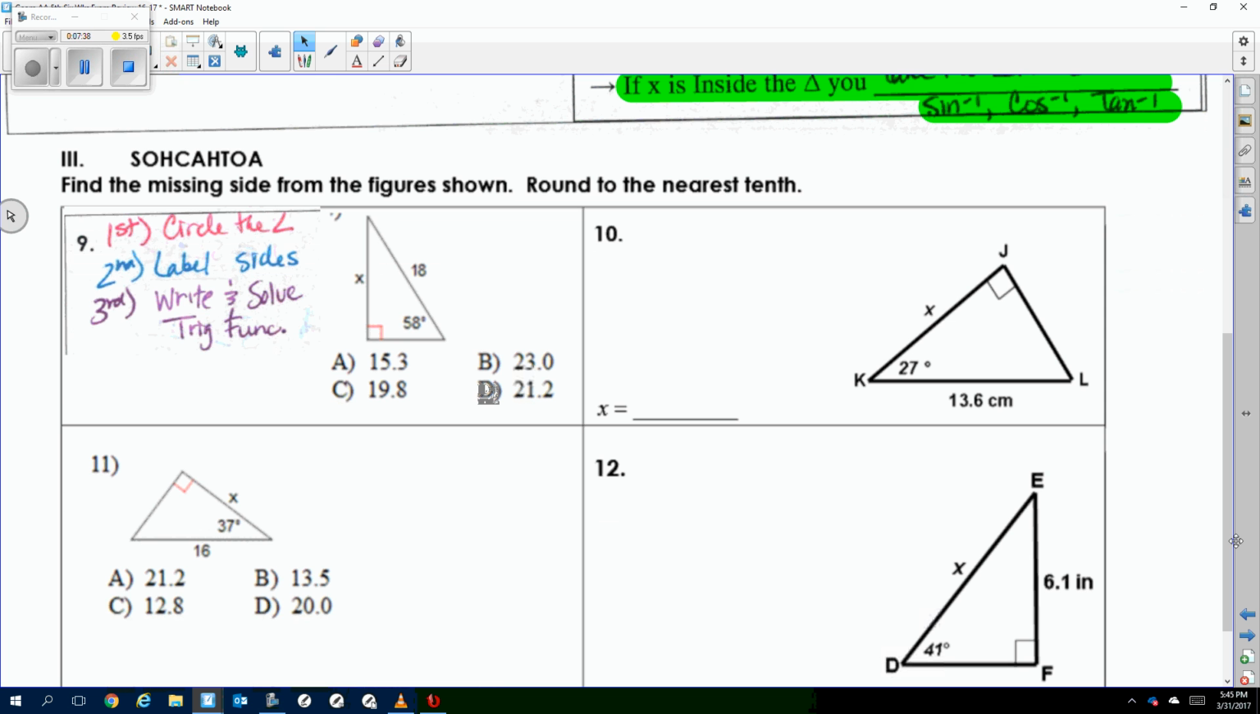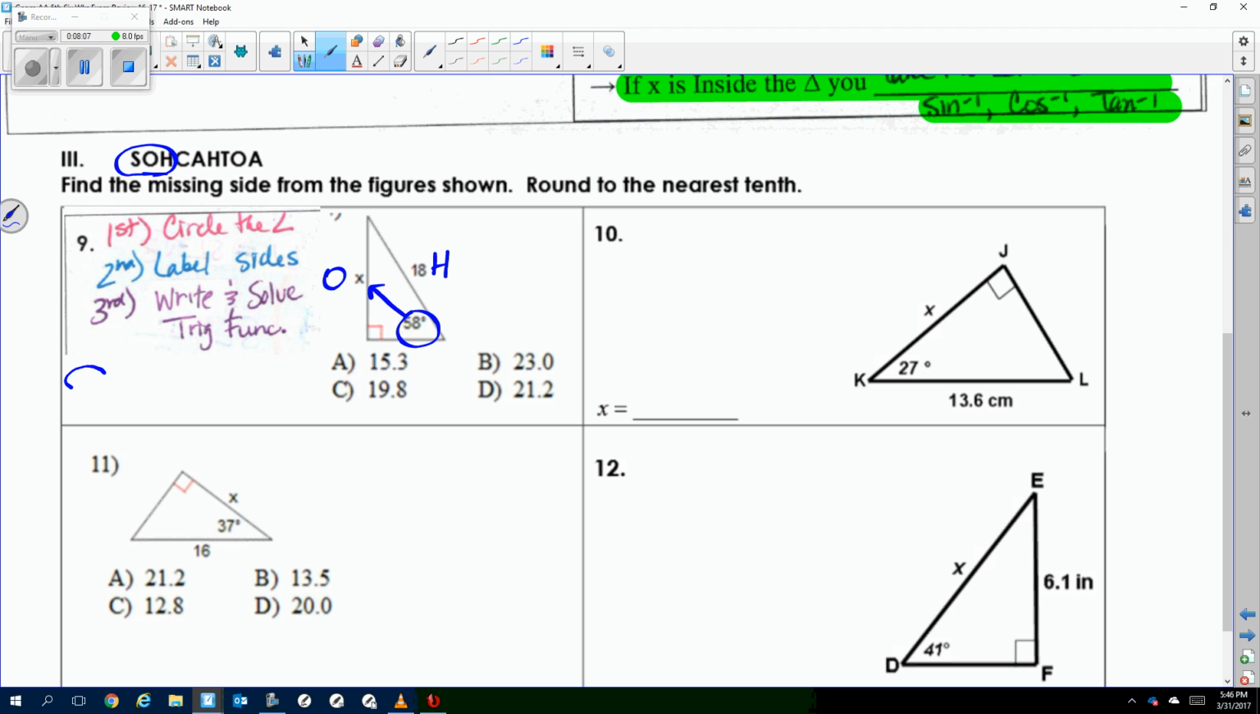So on number 9, we're going to first circle the angle. That angle would be exactly 58. Then we're going to label the sides in relation to the angle. If I label the sides, 18 we should see is the hypotenuse. I'm just going to put H for that. X is across from what I circled, so that's the opposite. So I'm going to put an O. Then we're going to write the trig function and solve it. So we have to think to ourselves, what deals with the O and the H? Right here, here's the O and H.